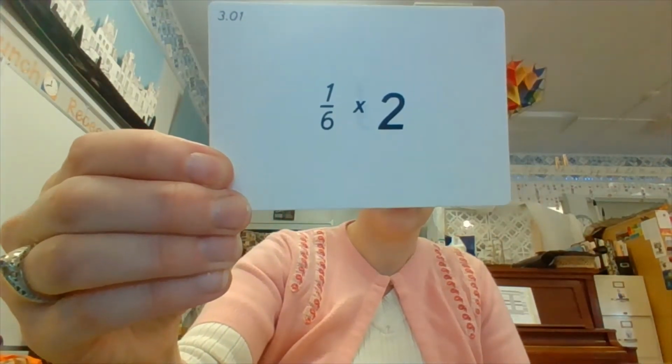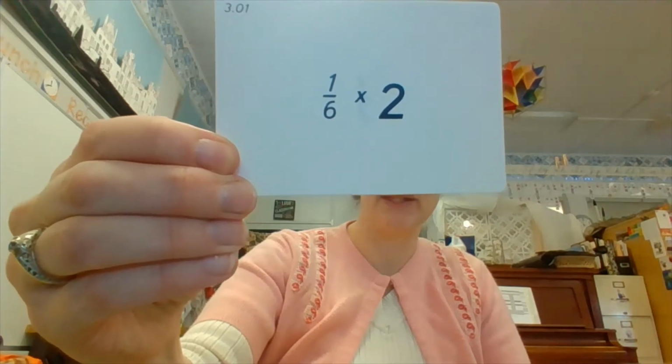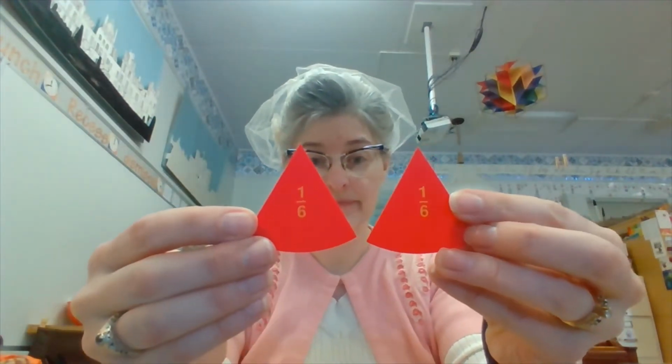The first problem that we are going to do is 1/6 times 2. Really, whenever I'm doing multiplication, I'm adding in groups. It's just that in this case, my group is a little tiny piece. So I start with 1/6. How many of these do I need? 2. 1/6 taken 2 times equals 2/6. So 1/6 times 2 of them, 2/6.